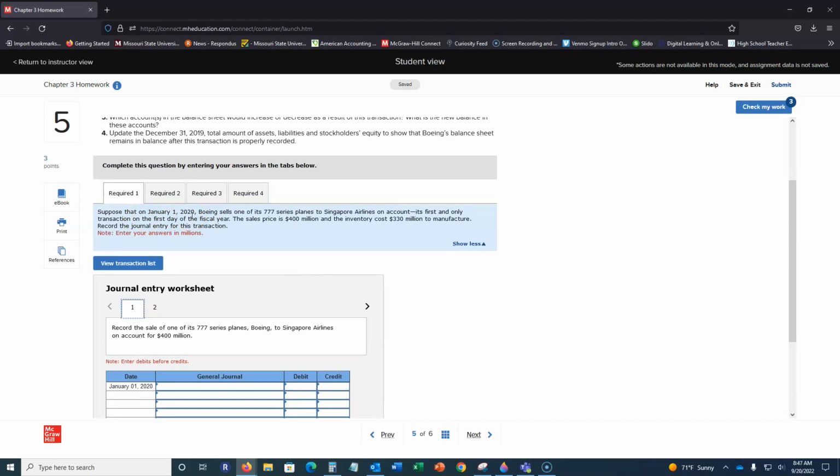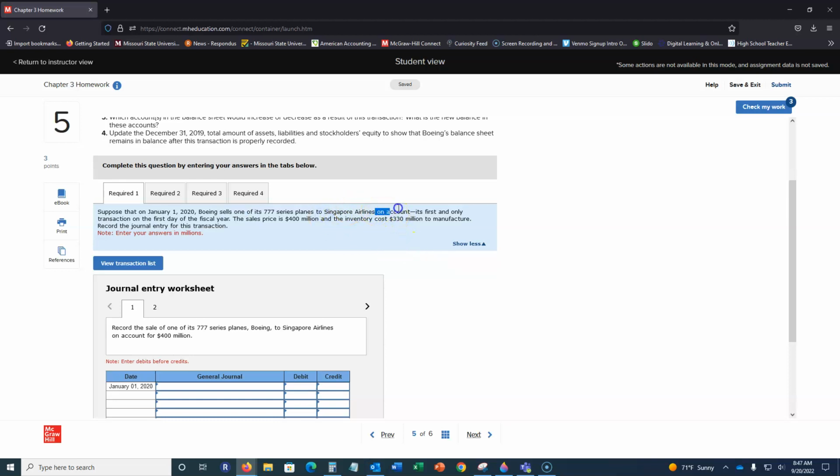So let's go ahead and read through this and decide what are some key terms that might tell us what accounts we need to use, right? So suppose that on January 1st, 2020, Boeing sells one of its 777 series planes to Singapore Airlines on account. Okay, so a couple key terms here. Sales. If we are in the business of sales, which it appears that we are, then if we sold something, we have met our end of the bargain and we can recognize that amount as revenue. So we've got a revenue account we need to hit.